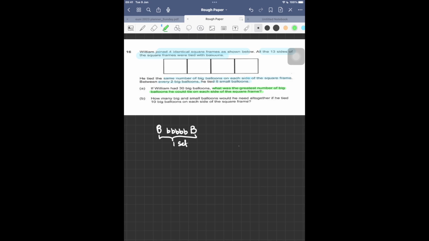Okay, so what we actually know now is that I have big balloons at the side, big balloons at the side, and then in the middle there are 5 small balloons, right? At the middle here, here, here, here, here, here, here, and here. And all between the big balloons, I have 5 small balloons. So let me use the yellow color to draw the big balloons first, okay?